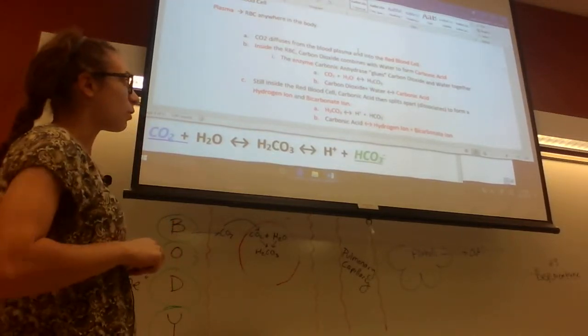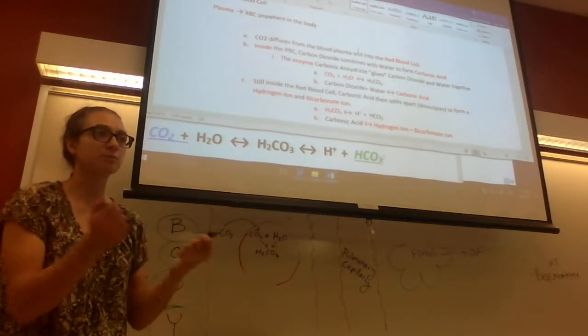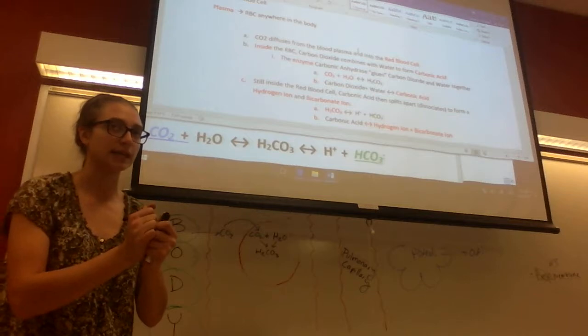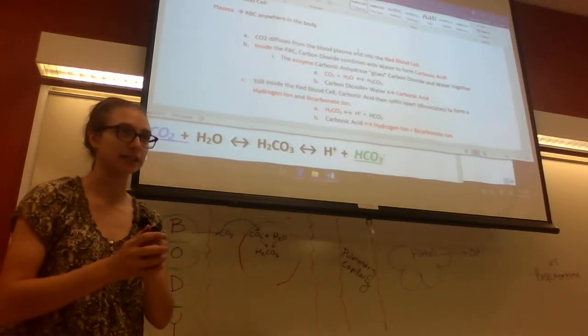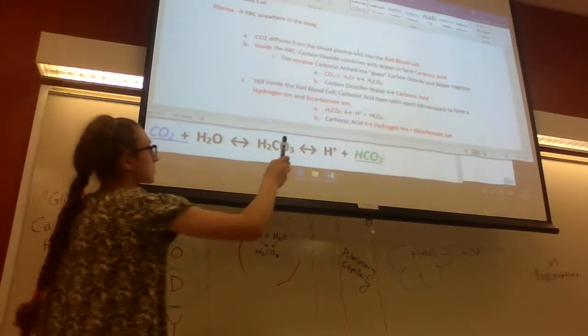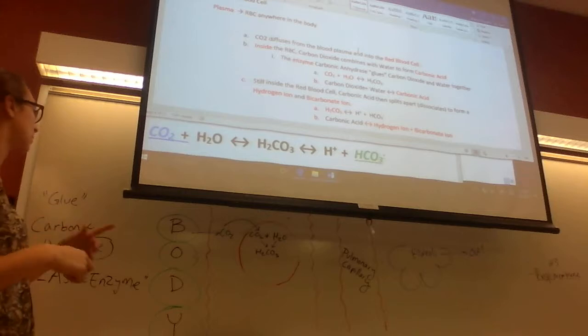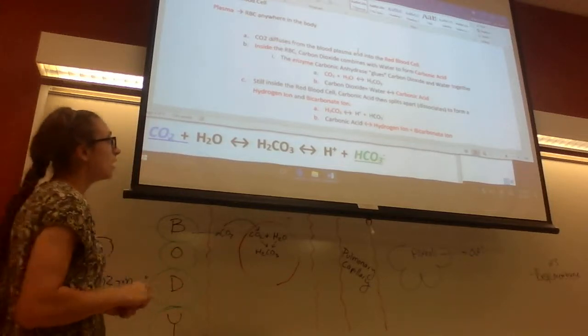So while some enzymes break things down, like in the stomach that we learned, some enzymes bring things together. So that's metabolism, breaking things down, putting things back together. So that's carbonic anhydrase. And this is the equation for that. You have carbon dioxide and water turning into carbonic acid, which is this H2CO3.